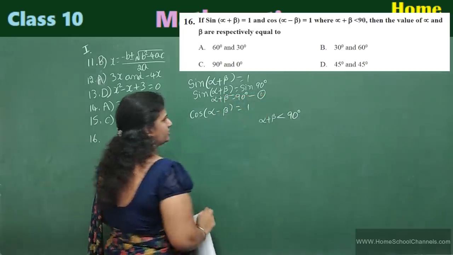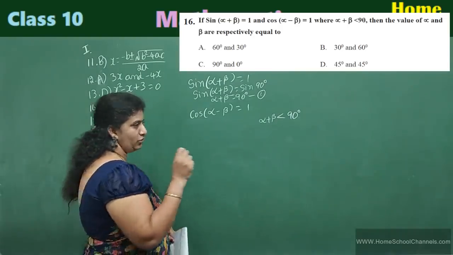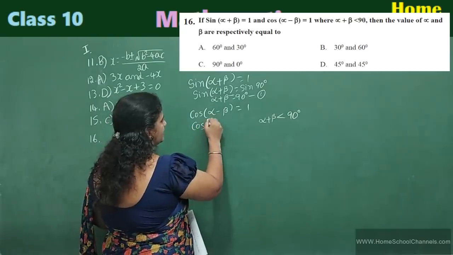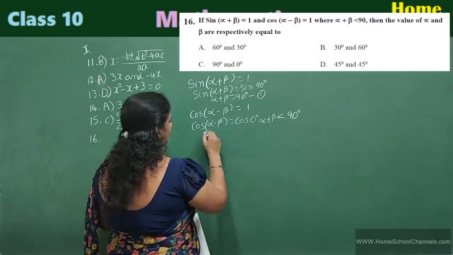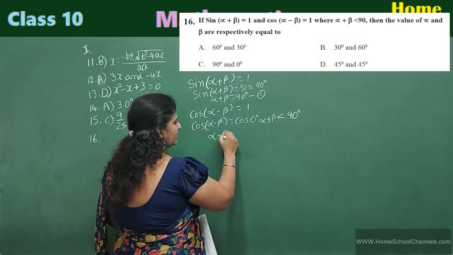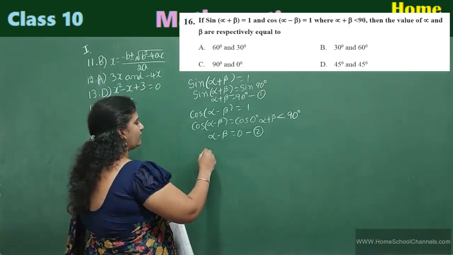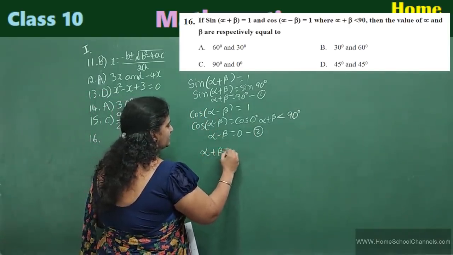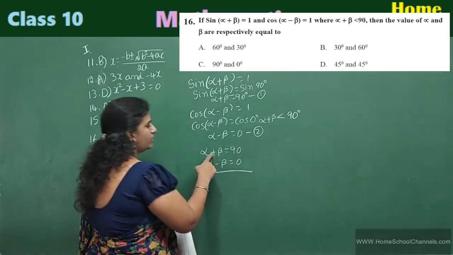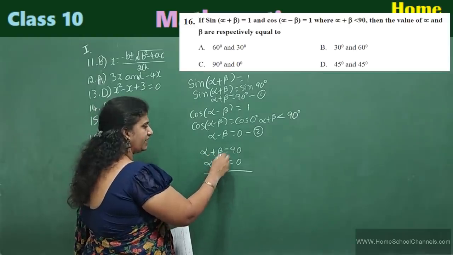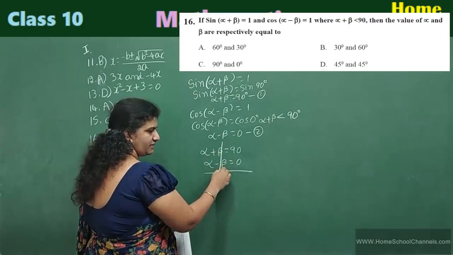Mark it first equation. Similarly, in cos trigonometric ratio table, where you get 1? 0. That is, cos alpha minus beta is equal to cos 0 degree. That is, alpha minus beta is equal to 0. Mark it second equation. Now solve these two equations. Alpha plus beta is equal to 90 degree. Alpha minus beta equal to 0. You can see plus beta minus beta. Directly you can add the two equations. Plus beta minus beta will cancel.